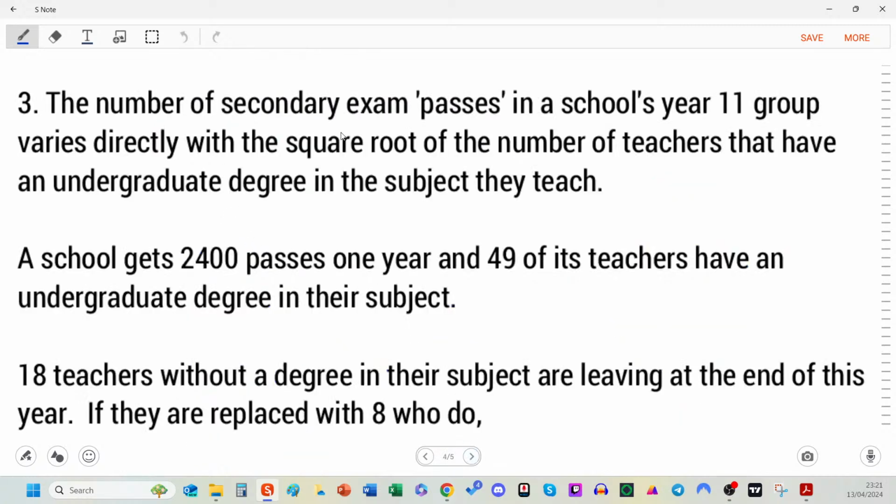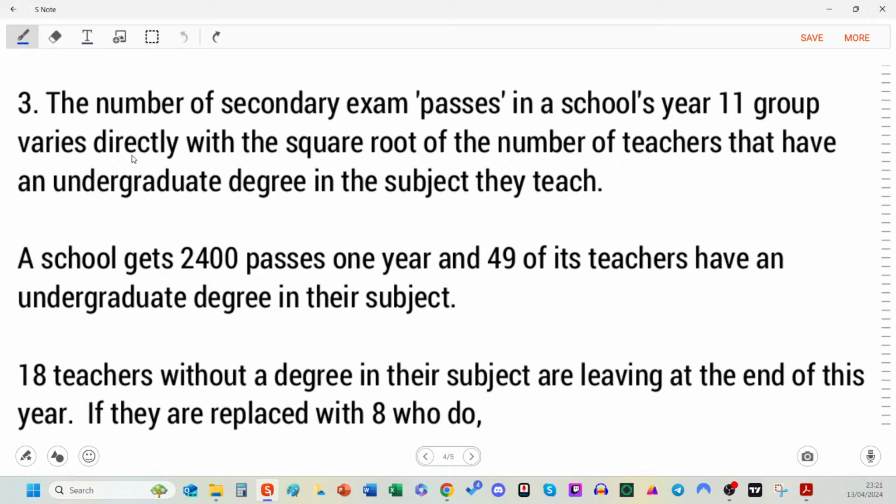Here it says the number of secondary exam passes in a school's year group, blah, blah, blah, varies directly. So varies is another word for is proportional to. And when it uses the word directly, it's not inverse, it's the opposite of inverse. So it's not 1 over, it's just straight up. And we'll see what that means in a second.